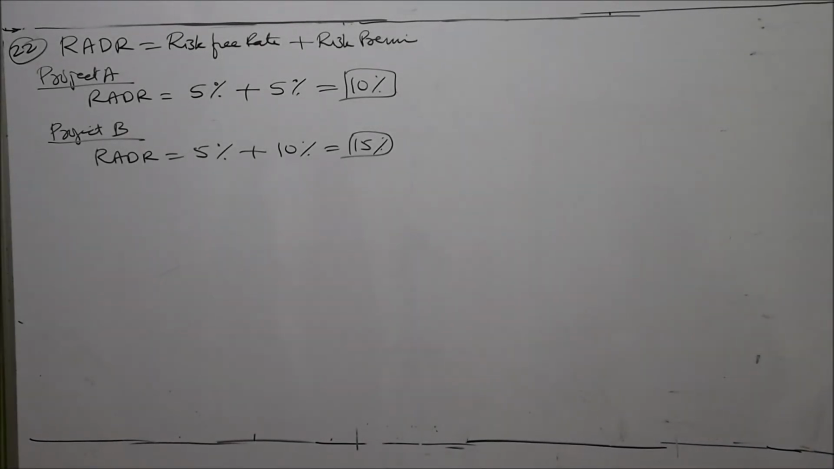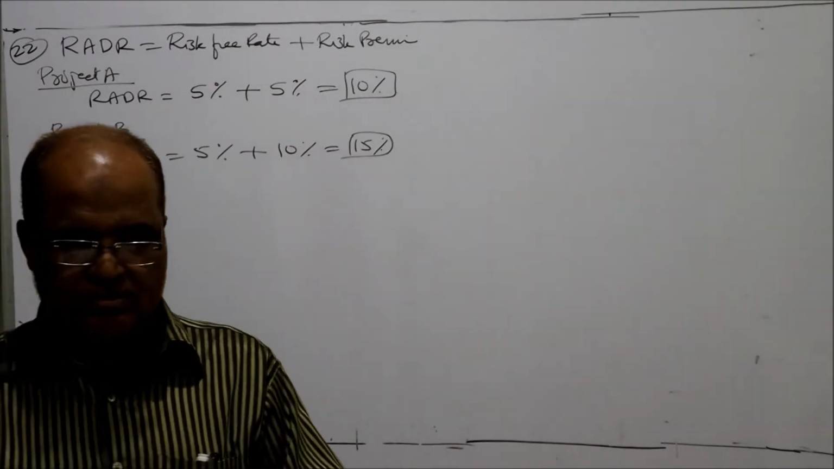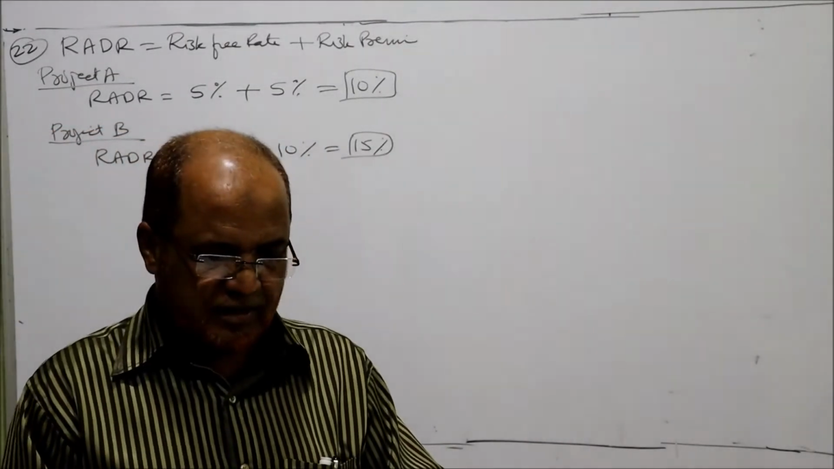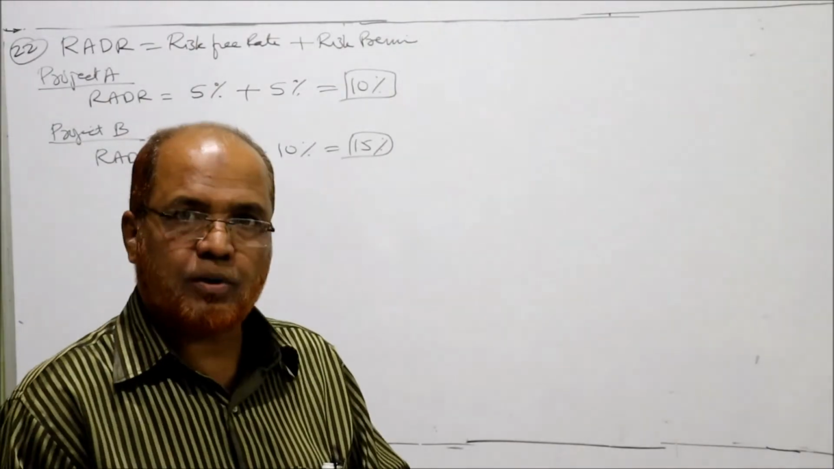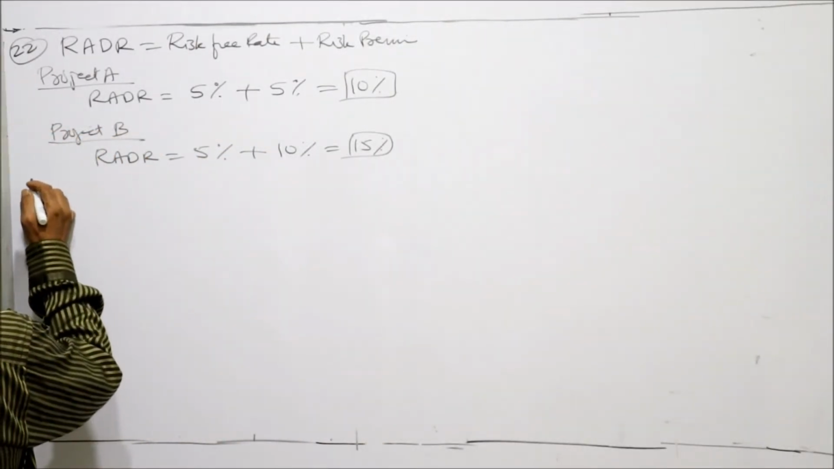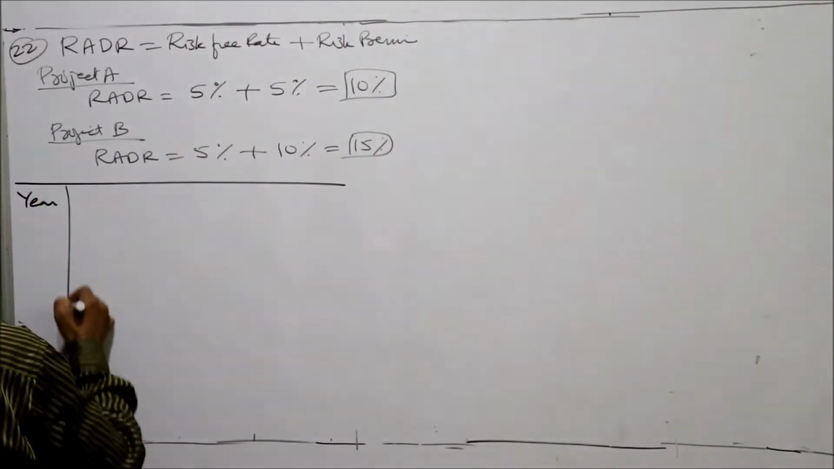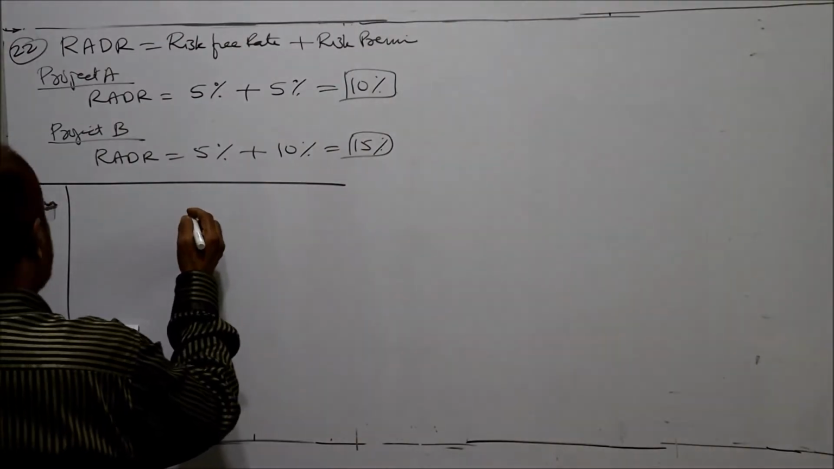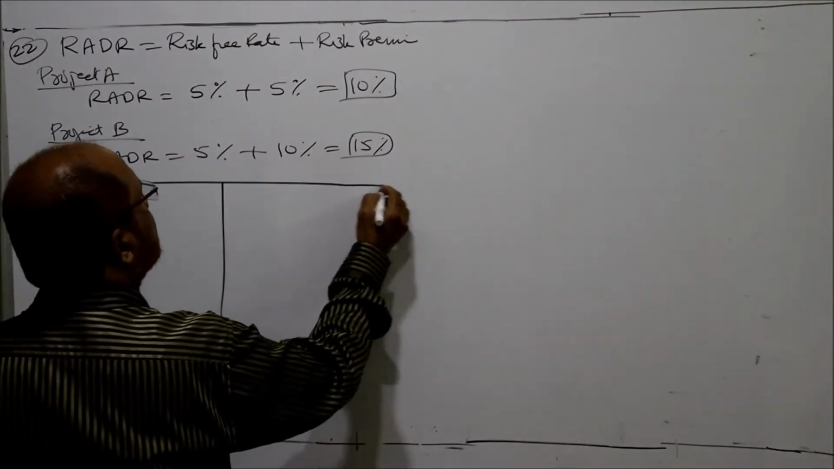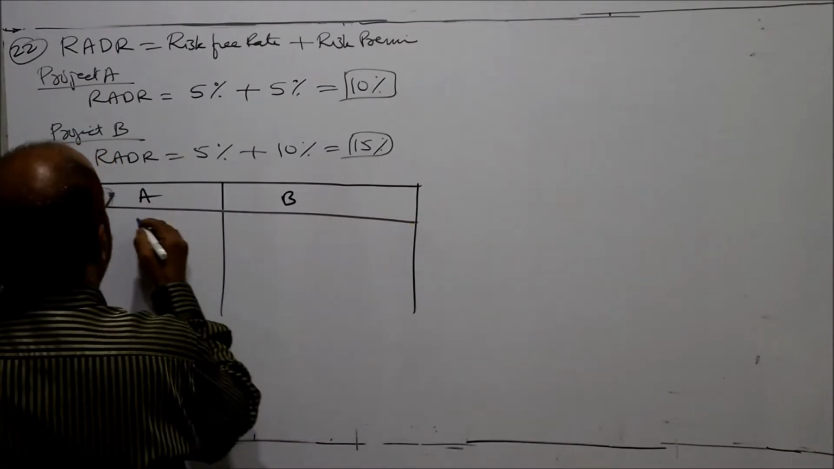So we got the RADR 10% and 15%. Now with the help of this RADR, we can find out what is the NPV of both the projects, right? So calculation, year, then project A, project B. A project, B project.